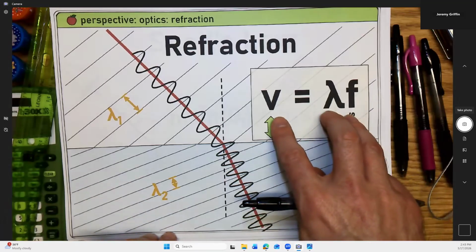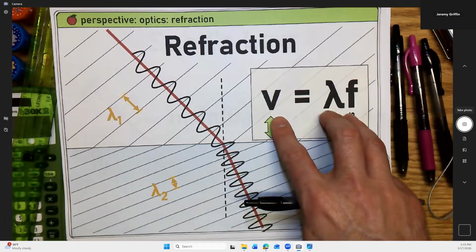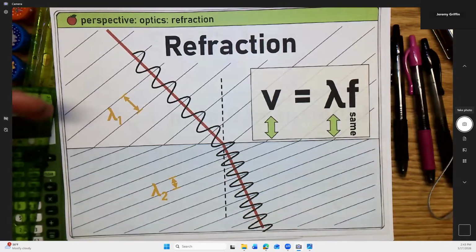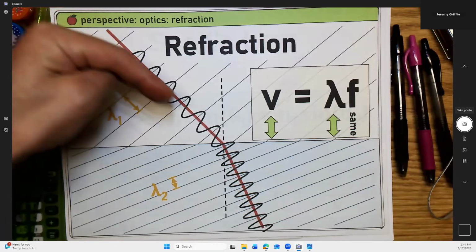Do you guys remember this wave formula? I think we only covered this a day or two. Speed is equal to wavelength times frequency. You guys remember that? So here comes this laser light. You guys see this red laser light?